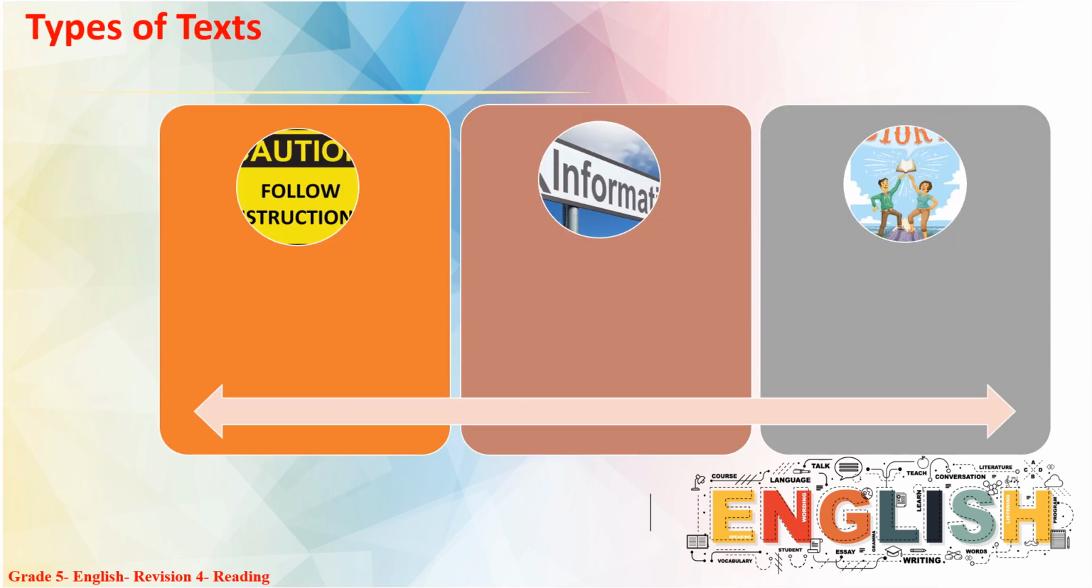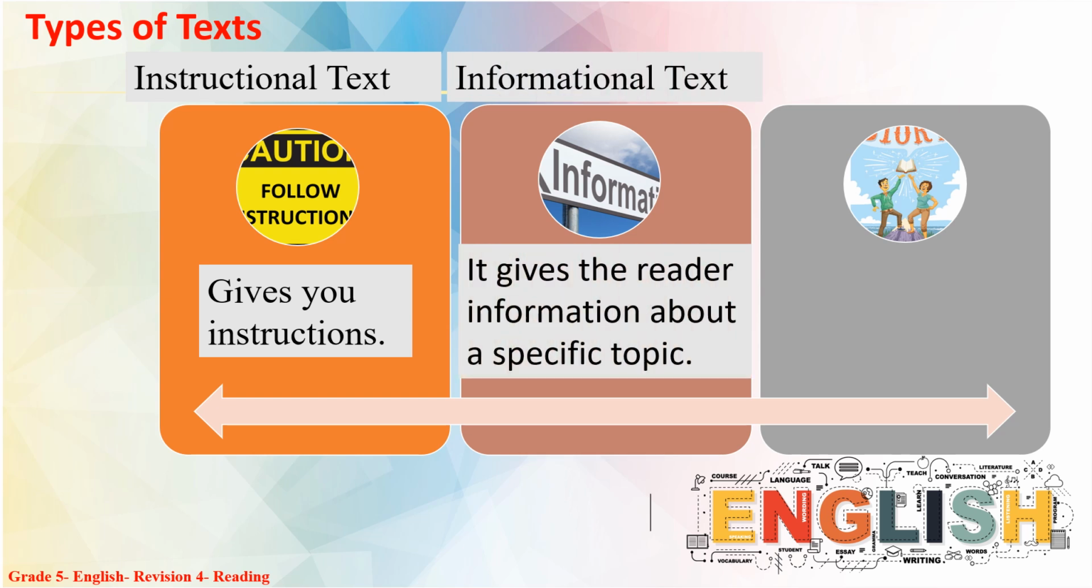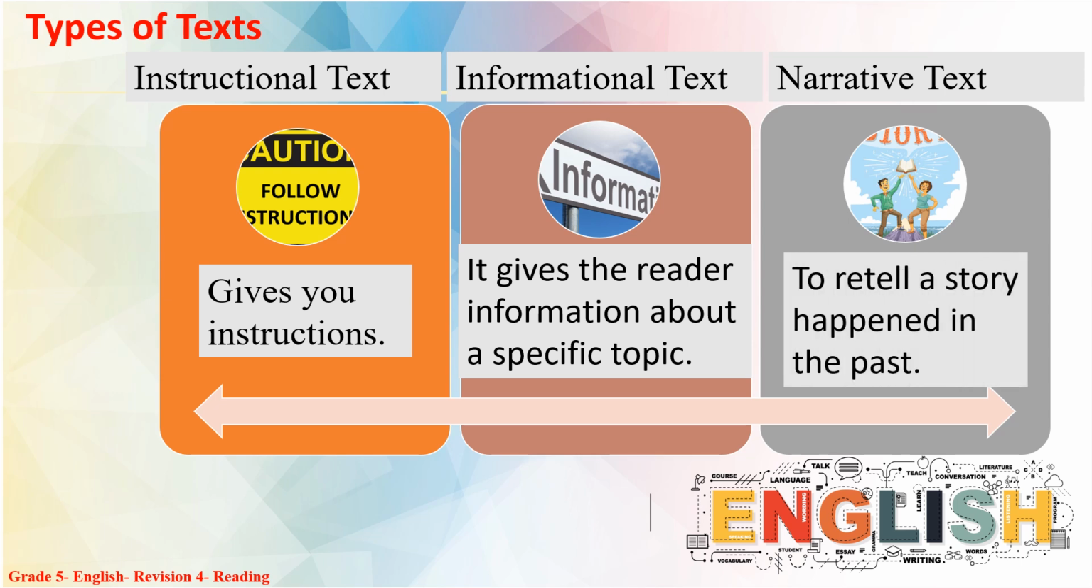In grade 5, we covered three types of texts. 1. Instructional text. What does it mean? It gives you instructions. And 2. Informational text. It gives the reader information about a specific topic. And the third type, narrative text, is used to retell a story that happened in the past.